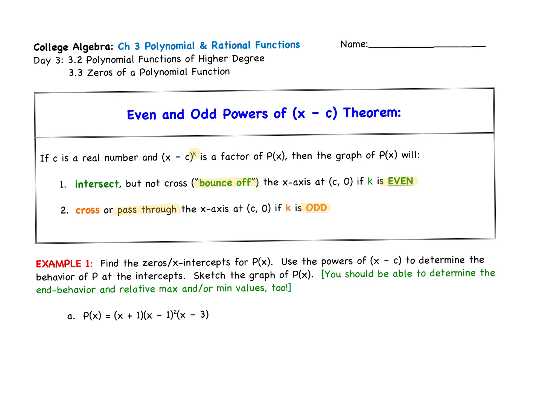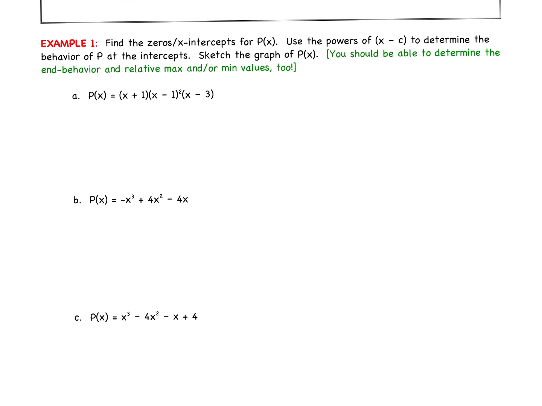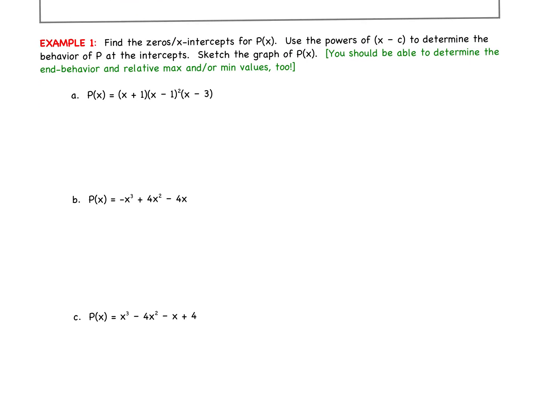Okay, the easiest way to see this is just to do some examples, so that's what we're going to start with. If we look at example number 1, it says find the zeros or x-intercepts for p of x, then use the powers to determine the behavior at the intercepts. Also sketch the graph. You should be able to determine the end behavior and relative max or min. Okay, a lot going on here.